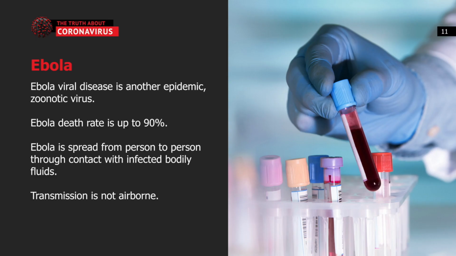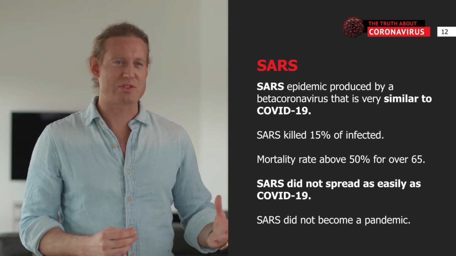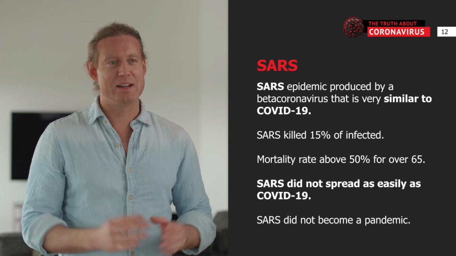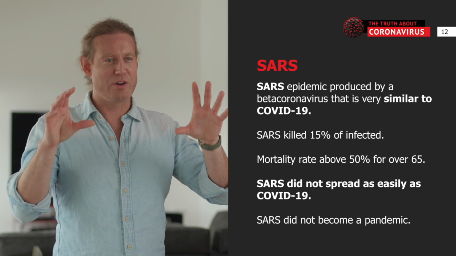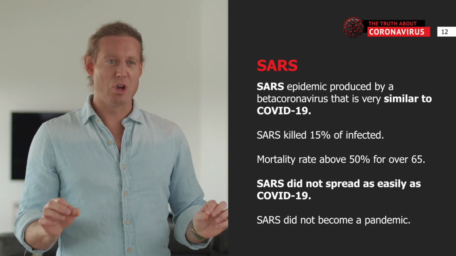Ebola virus disease is another epidemic we have all heard about. Another zoonotic virus, Ebola can have a death rate of up to 90%. And although Ebola spread from person to person through contact with infected body fluids, the transmission is not airborne. The SARS epidemic of 2003 was produced by a beta coronavirus that is very, very similar to COVID-19. SARS killed 14 to 15% of those it infected and had a mortality rate above 50% for those over 65. But SARS did not spread as easily as COVID-19 and did not become a pandemic.